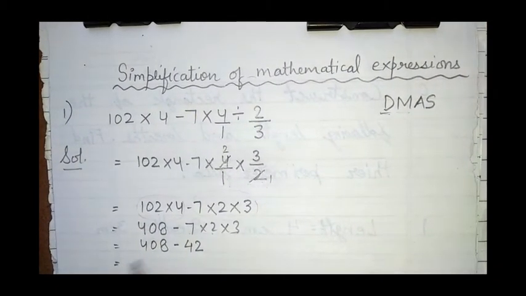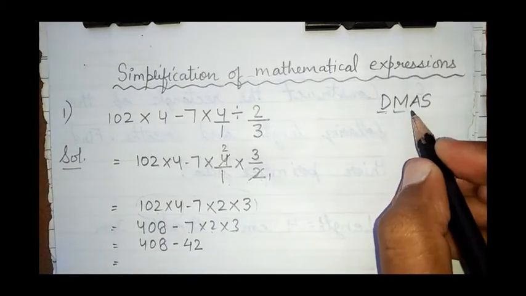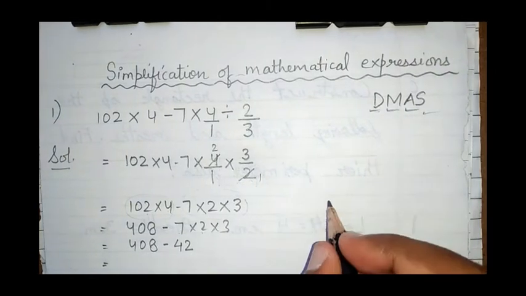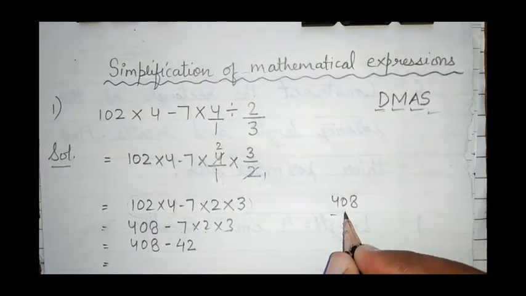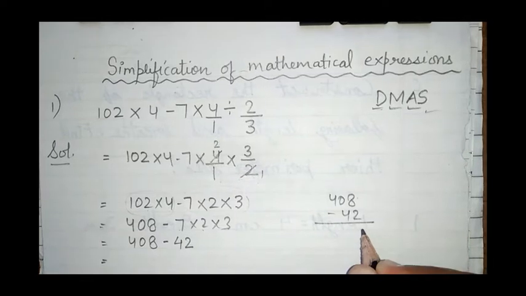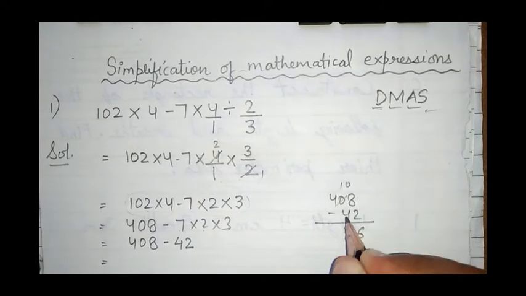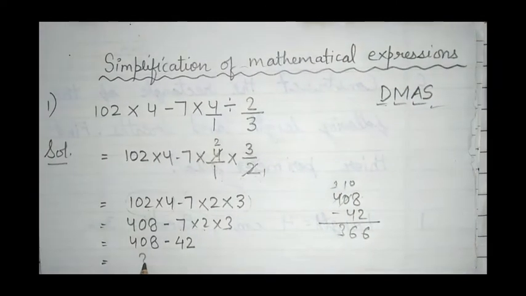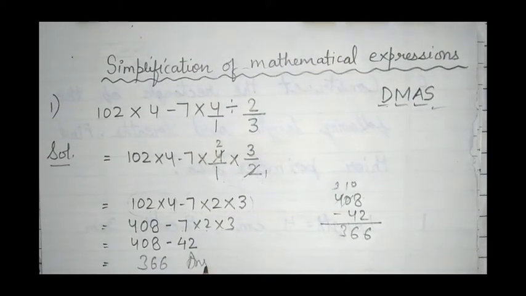Okay. Now multiplication is done. Addition is not there. Last is subtraction. So we'll finally subtract the two numbers. So 408 minus 42. 8 minus 2 will give you 6. And 10 minus 4 will give you again 6. And here 3 is left. So 366 is the answer.